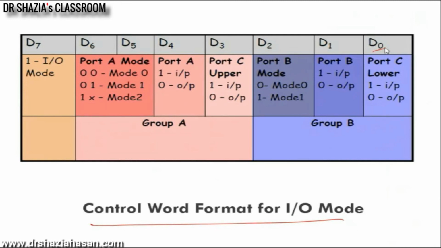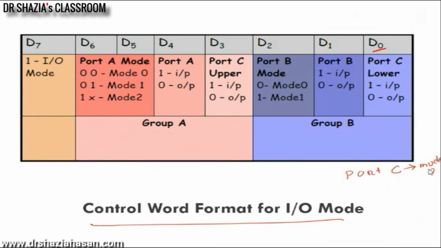D0 to D7. We'll start. D0 defines the lower port C operation. Now here we have to understand that port C can only operate in mode 0. There are different modes of operation. Mode 0. What is mode 0? Simple I/O transfer.